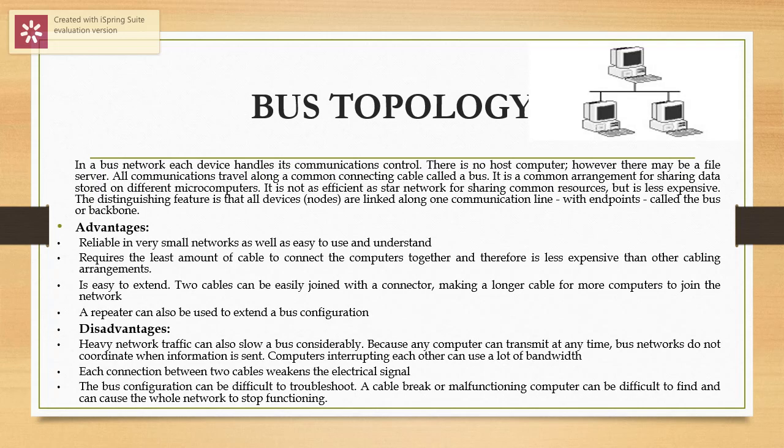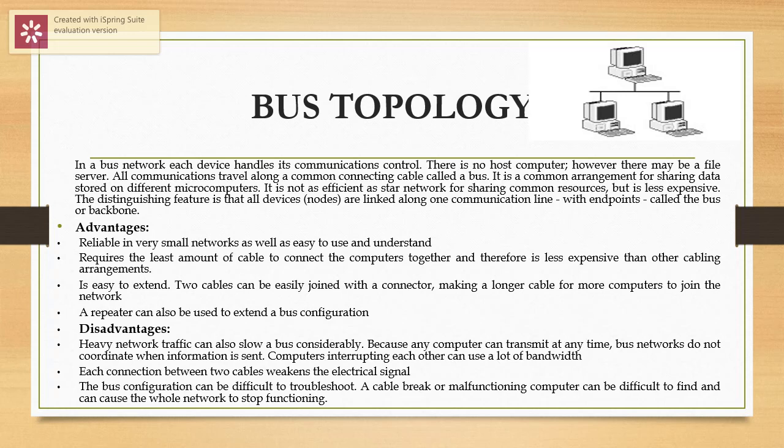The second is the bus topology. In a bus network, each device handles its own communications control. There is no host computer, however, there may be a file server. All communications travel along a common connecting cable called a bus. It is a common arrangement for sharing data stored on different microcomputers. It is not as efficient as a star network for sharing common resources, but it is less expensive.